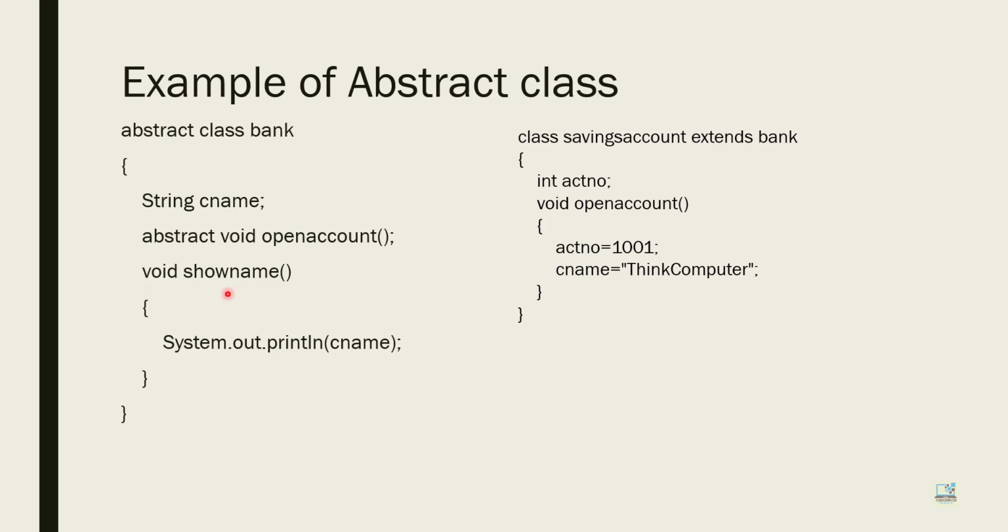That means in the class SavingsAccount, if I am not defining the method openAccount, then it is not possible. It will give me an error. But it is up to me whether I want to define or use the showName method or not.